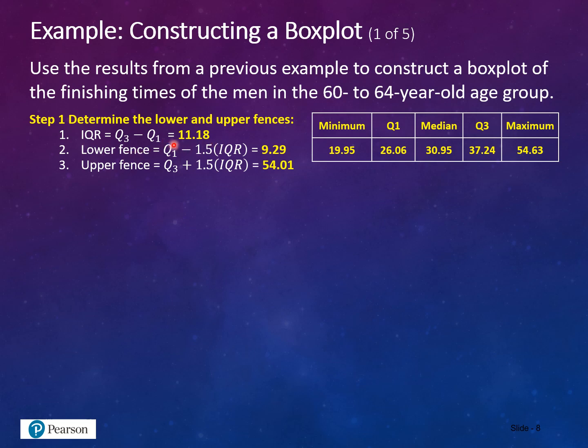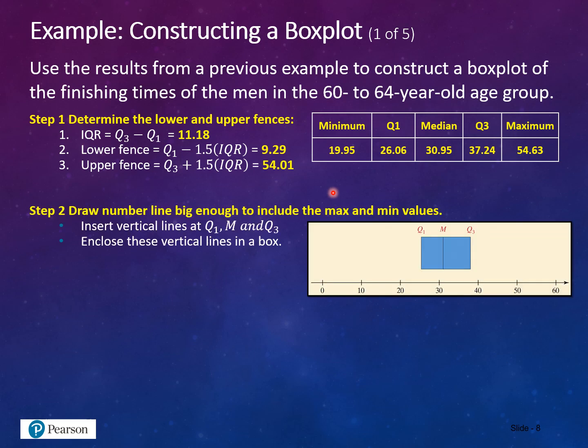That's the difference in time, finishing times of the men in this group from the first quartile to the third quartile. So our lower fence is quartile 1, 26.06 minus 1.5 times the IQR, which we just calculated as 11.18. So 26.06 minus 1.5 times 11.18 gives us 9.29. This is our lower fence. Our upper fence is quartile 3, 37.24 plus 1.5 times the IQR, which is 11.18. And doing that calculation, we get 54.01.